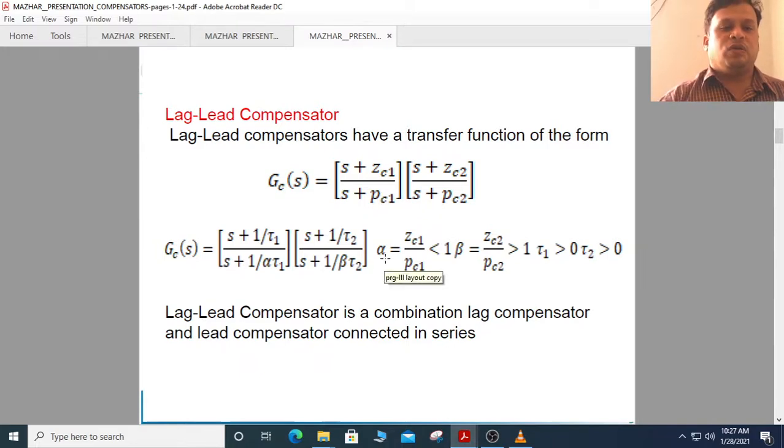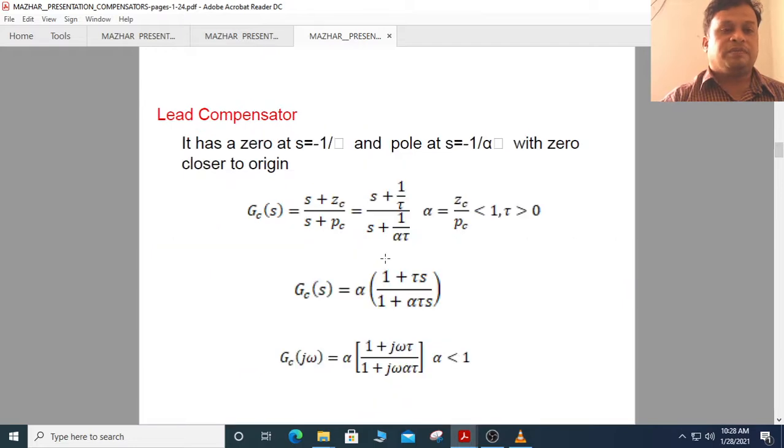Now alpha is equal to ZC1 by PC1 less than 1 and beta is equal to ZC2 by PC2 greater than 1. These are the conditions to be remembered, alpha and beta, where alpha is less than 1 and beta is greater than 1 for the lag lead compensator. And tau 1 is greater than 0 and tau 2 is greater than 0. If you remember these conditions, the difference between the lead compensator, lag compensator and lag lead compensator is completely understood. Now the lag lead compensator is a combination of lag compensator and a lead compensator in series.